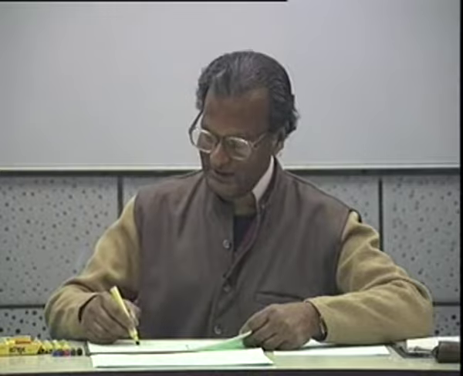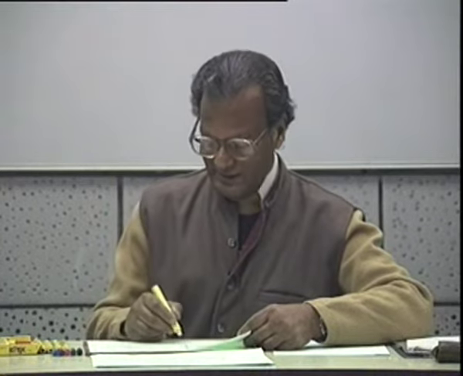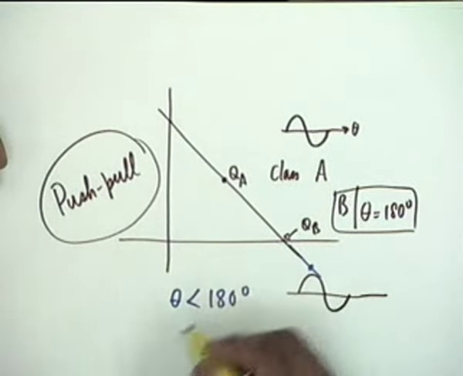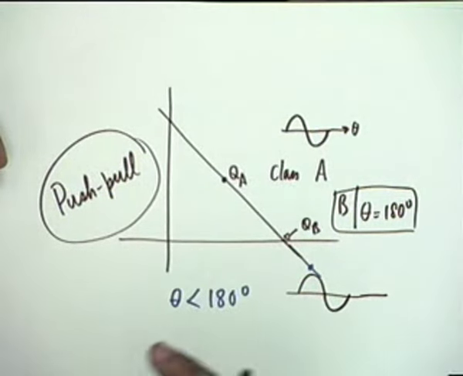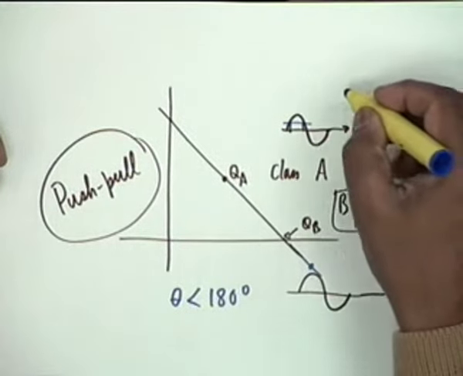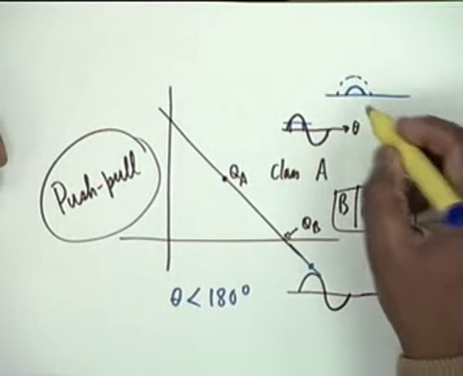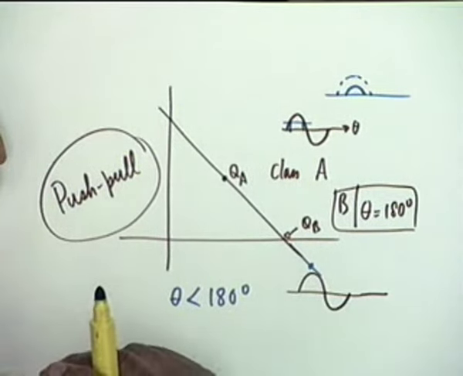Now suppose the Q point is somewhere here beyond cutoff. Then obviously the conduction angle would be less than 180. That is, only during part of a half cycle the device will conduct, and obviously there will be heavy distortion. Maybe the device conducts only for this part. This is the input, the output current swing will be like this. Output current will flow only for part of a half cycle, and obviously you shall have heavy distortion.